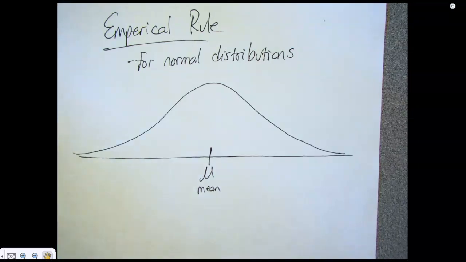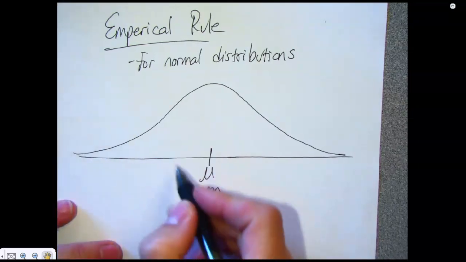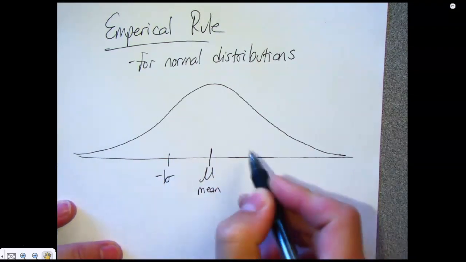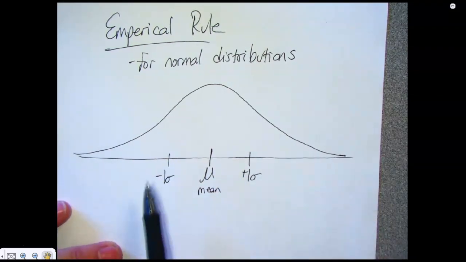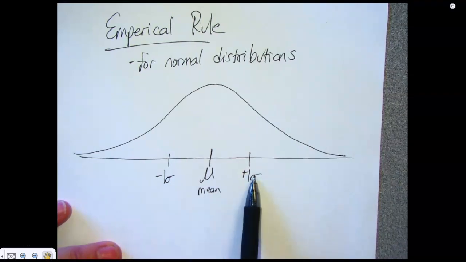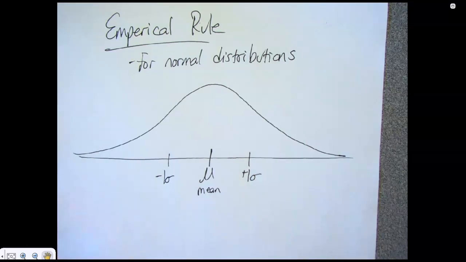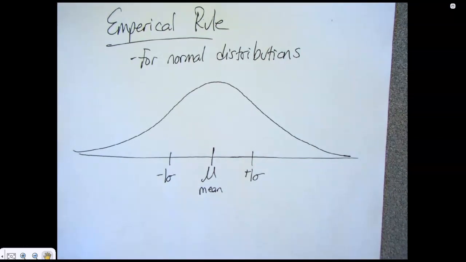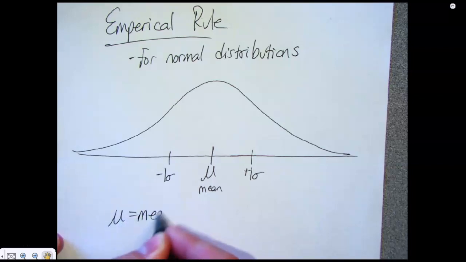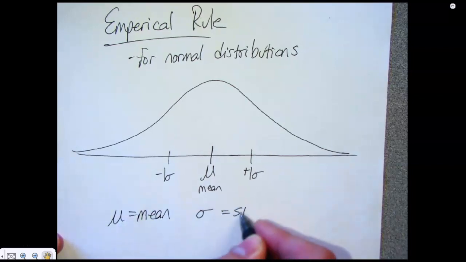So the symbol for standard deviation: if I go one standard deviation this way, and one standard deviation this way, this is minus one standard deviation. This is plus one standard deviation. We'll get way more into standard deviation as we go. The symbol is like an O with a hat on it, kind of like an O with a baseball cap. That's the symbol for standard deviation. So mu equals mean. That equals standard deviation. Sigma.